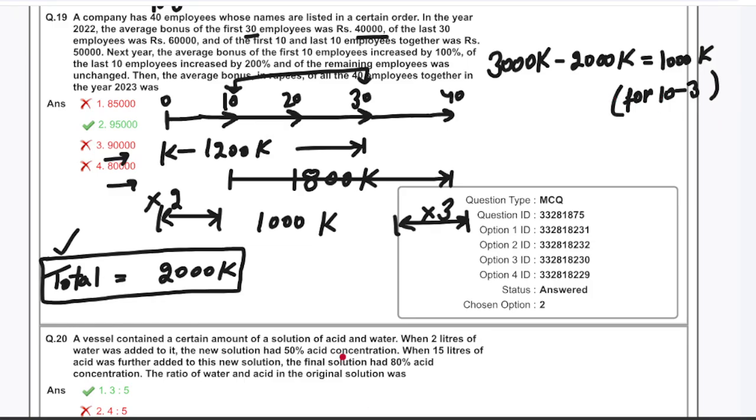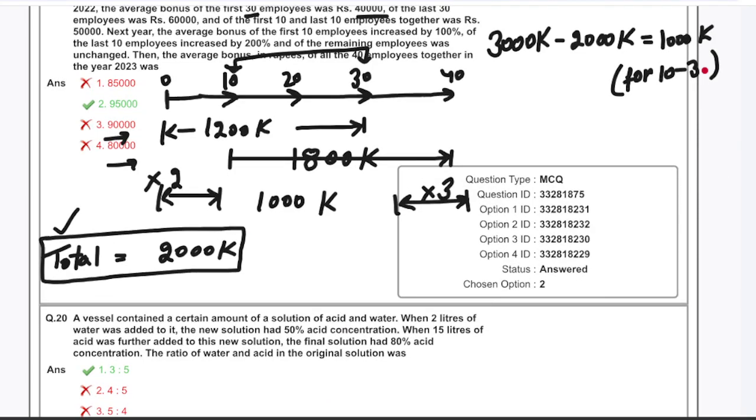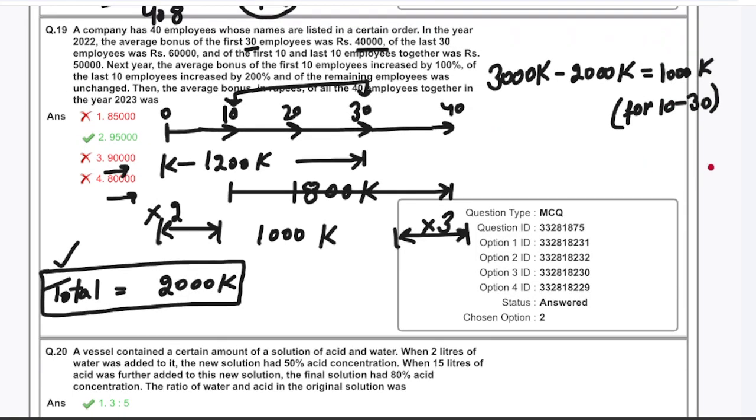I believe it is quite clear. What exactly we did, we just simply added the first two lines, 0 to 30 and 11 to 40, where I could see 10 to 30 occurred twice. So we subtracted 2000k, which is for one time each, and we got the difference, that is for 10 to 30, 11 to 30, I mean. For the number 11 to 30, that is the total amount we got.